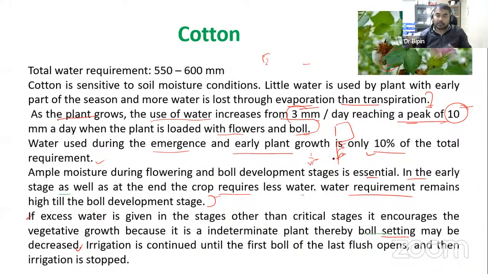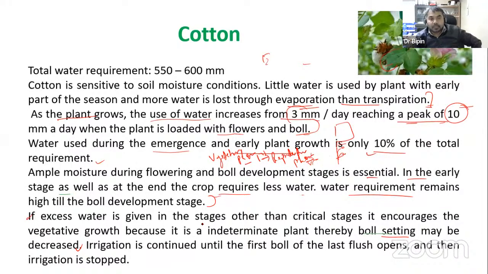But in a determinate type of plant, first the plant will complete the vegetative phase, and then after a definite period of time it will come to the reproductive phase. Examples are rice and wheat. These are examples of determinate crops. But cotton is indeterminate.